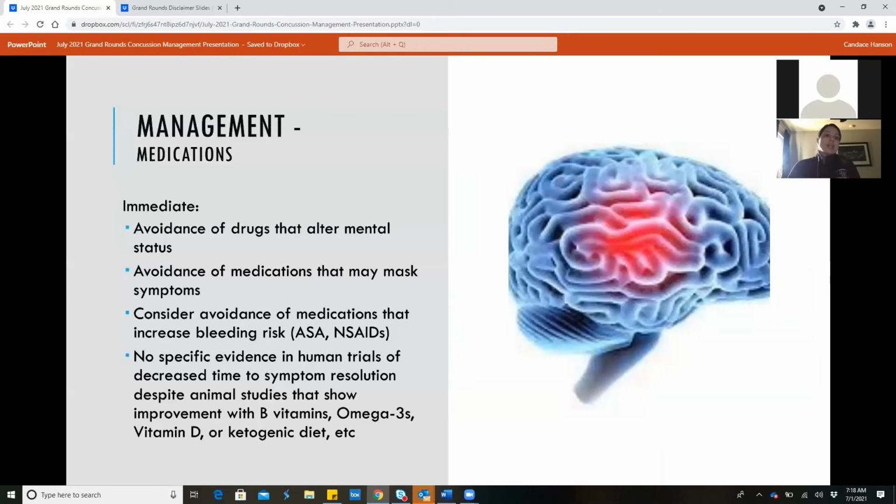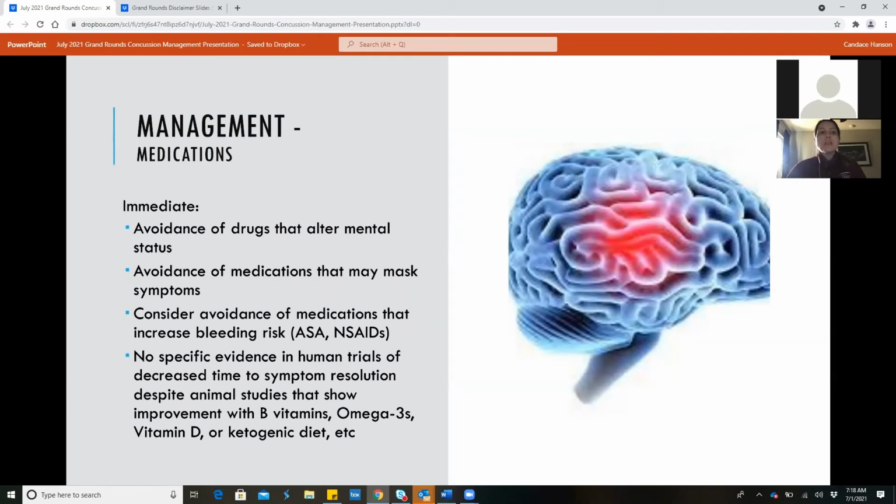Medications, ultimately, there's not a lot of medical or medication management for concussions. We do want to tell athletes to avoid drugs that alter mental status. We just don't want to complicate understanding what is related to concussion and what might be something else. Avoidance of medications that may mask symptoms. In general, treatment for headache is okay, but consider avoidance of medications that increase bleeding risk, so aspirins and NSAIDs.